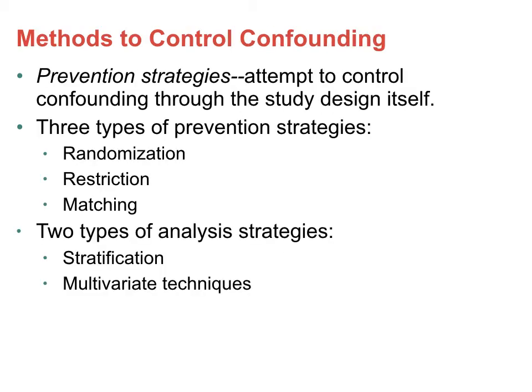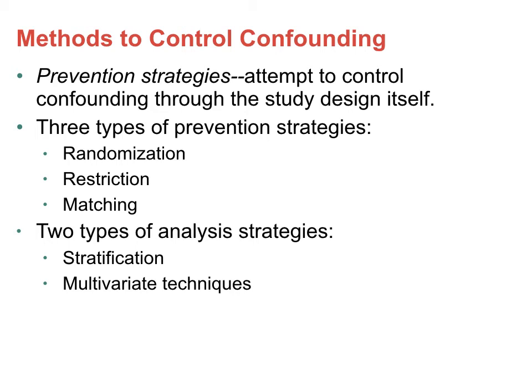So how do we control for confounding? We have some different ways that we'd actually approach for adjusting for confounding. There are prevention strategies. This is when you attempt to control for confounding through the study design itself. And there are 3 different types of prevention strategies.